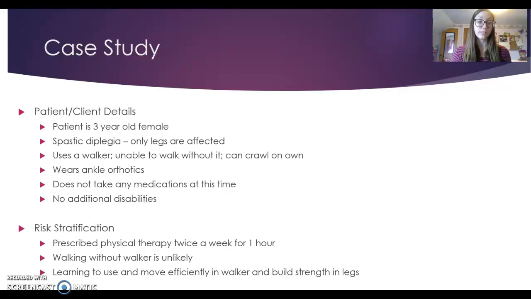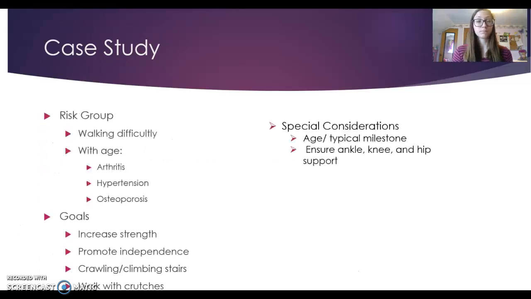So for her risk stratification, she is prescribed physical therapy twice a week for 1 hour each session. Walking without a mobility device is unlikely for her. However, she's learning to use and move efficiently in the walker she has and build strength in those legs to maintain her ability to walk. Her risk group at this moment is walking difficulty. However, in the future, she may develop arthritis, hypertension, or osteoporosis.